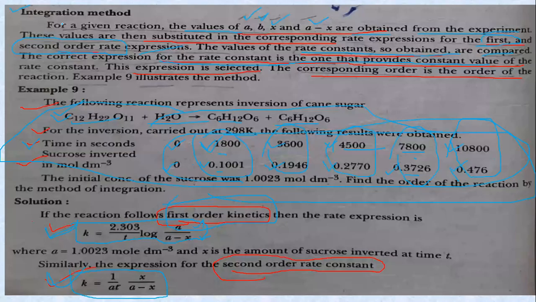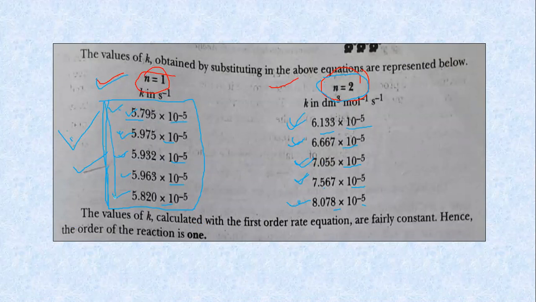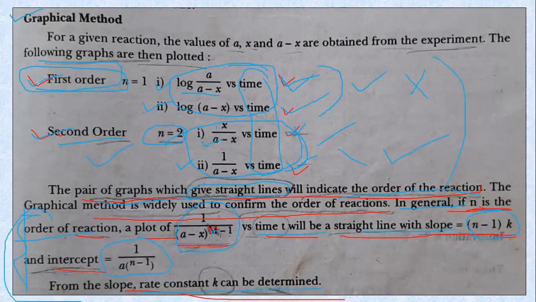The first is the integration method, by which you find out the value of k for the first order reaction and second order reaction, and you get constant values of k for the first order rate equation. Hence you say the reaction is a first order reaction. And in this case, wherever you get the straight line, either for the first order graphs or second order graphs, if you get the straight line here, you say second order reaction. If you get a straight line here, you say first order reaction. Okay, this is for this lecture only. For the next lecture we'll see the next method.